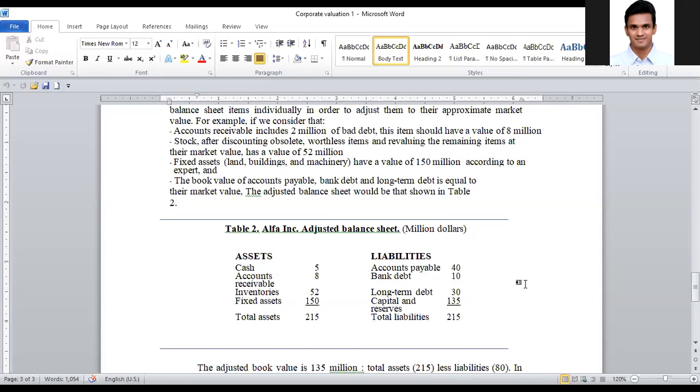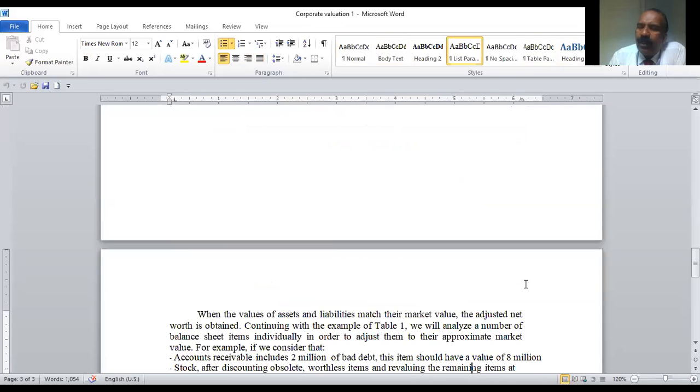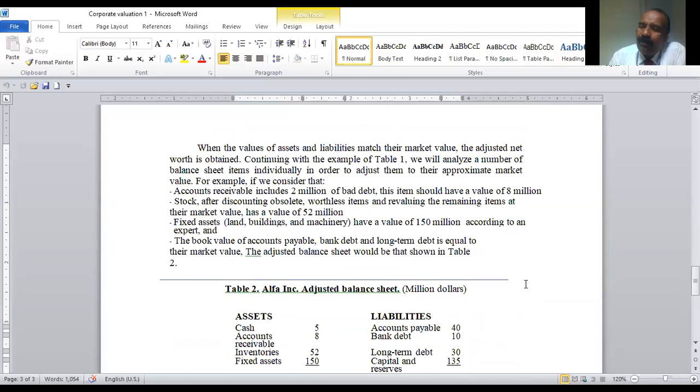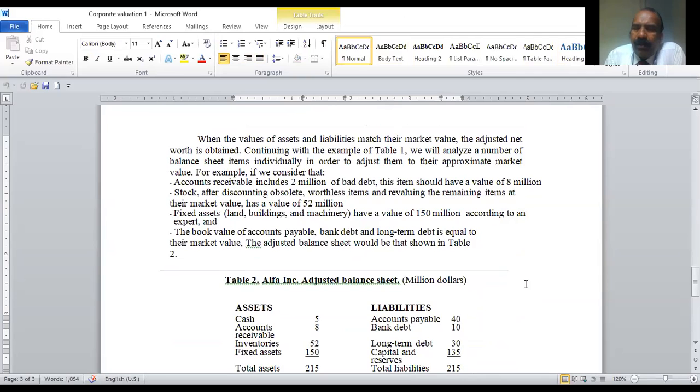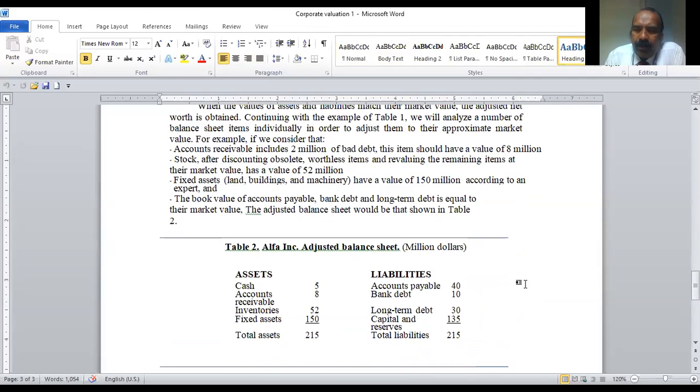Can you explain adjusted book value once more? Adjusted book value, we need to take into account the current market value. That's what the adjusted book value says.